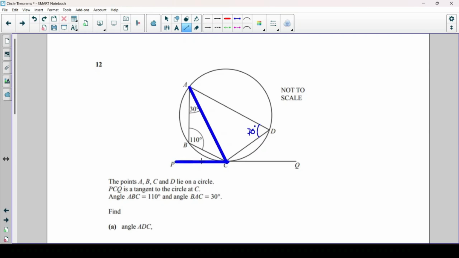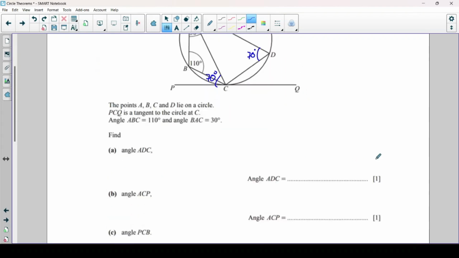Next one, ACP. To find an angle like that, usually it means we're going to have to use the alternate segment theorem. So let's draw the triangle which is connected. We're trying to find this angle here, ACP. Let's draw a Z shape which includes it. It's not alternate angle, so it's not this one here. It's this one over here. So ACP is the same as what we just found. It's also 70 degrees. Oops. 70 for both of them.